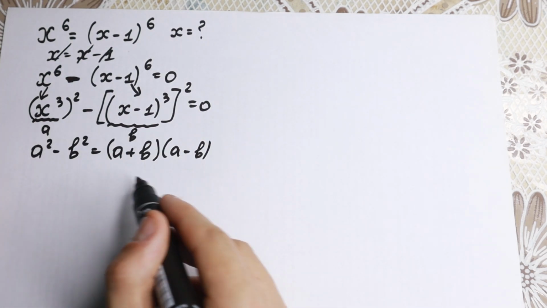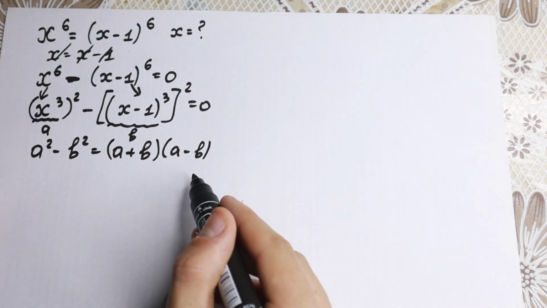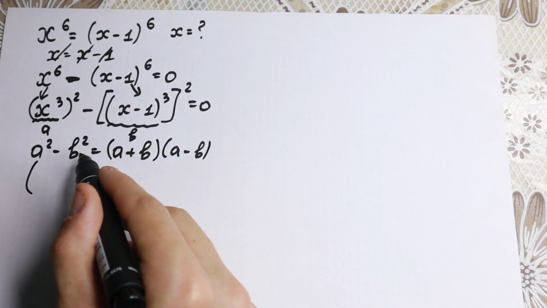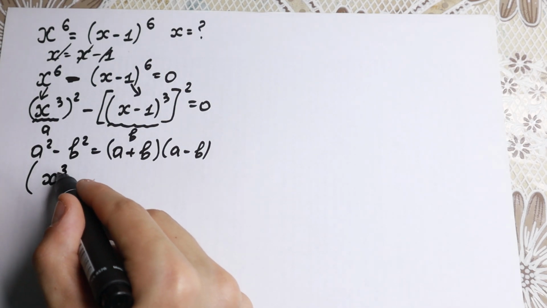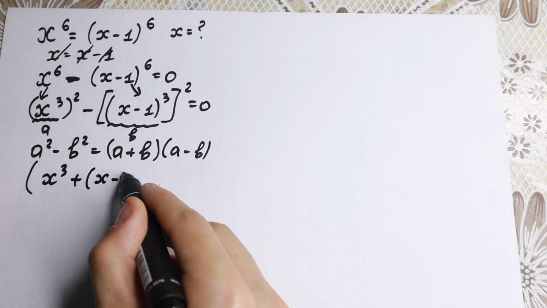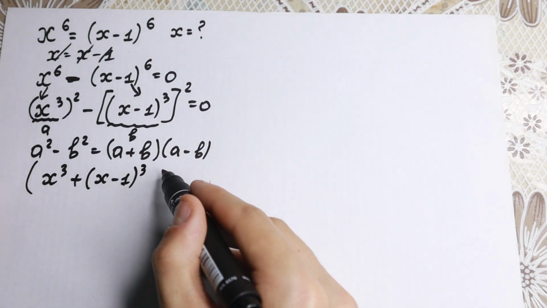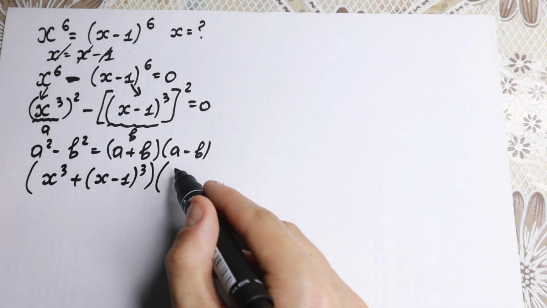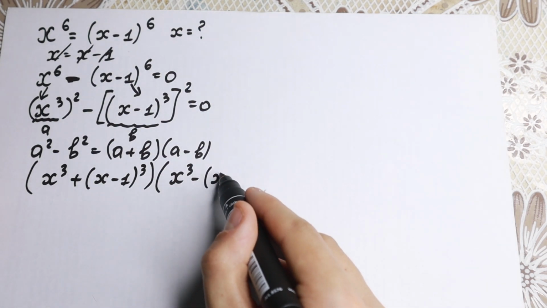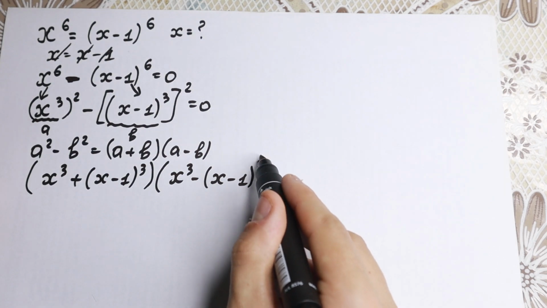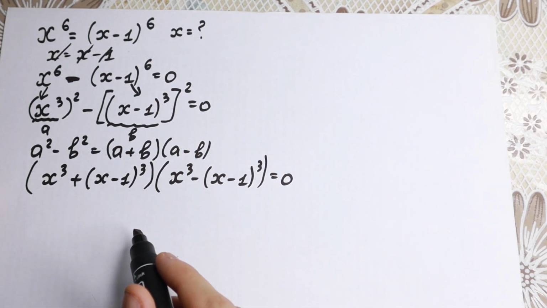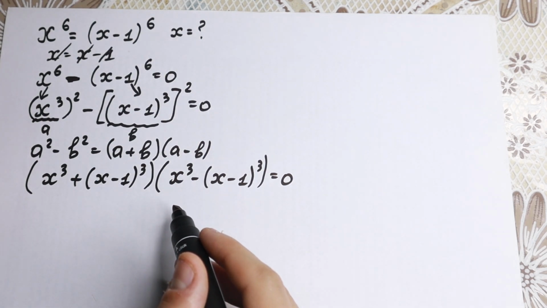This is our a, this is our b, a difference of squares, and we will have parentheses. Let's write it. First parenthesis, the sum of these: x cubed plus (x minus 1) cubed. This is our first parenthesis, and the second parenthesis is x cubed minus (x minus 1) cubed, equal to 0. So we just apply this formula. Nothing hard, I guess.